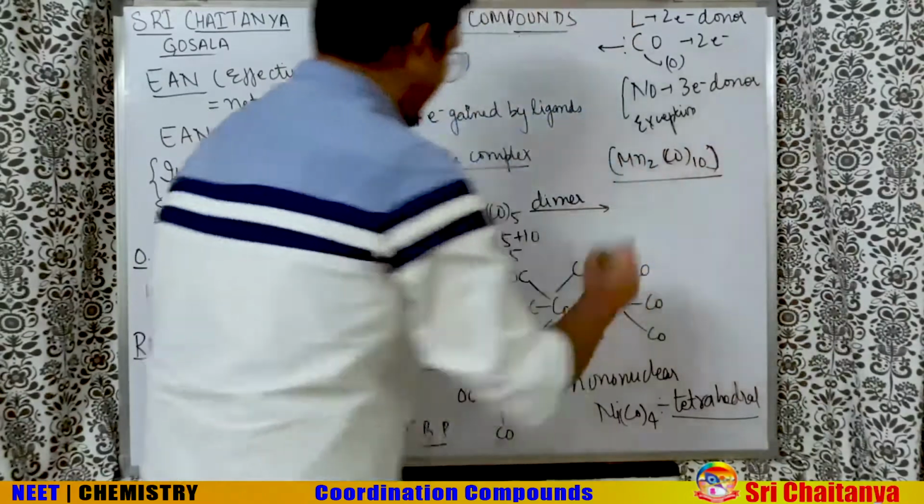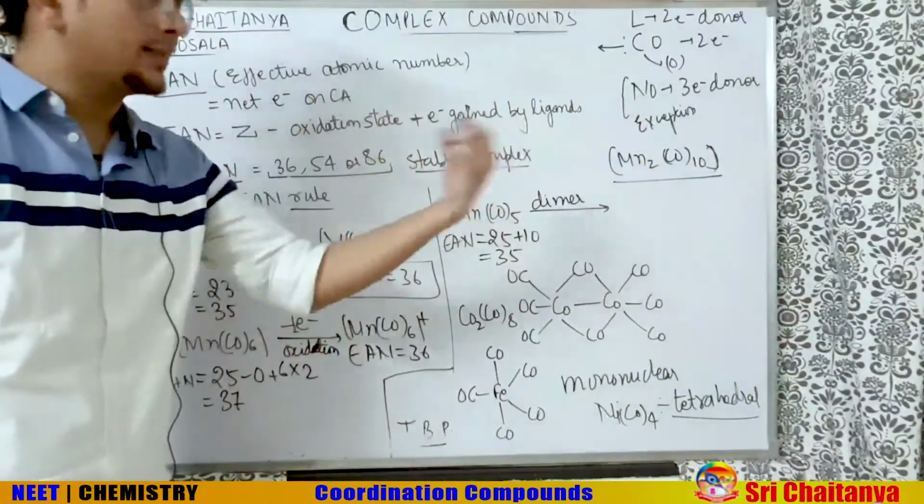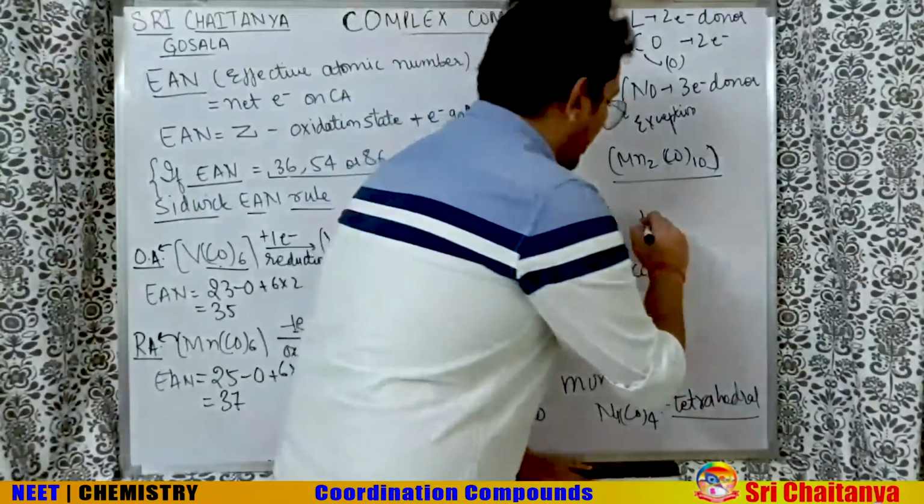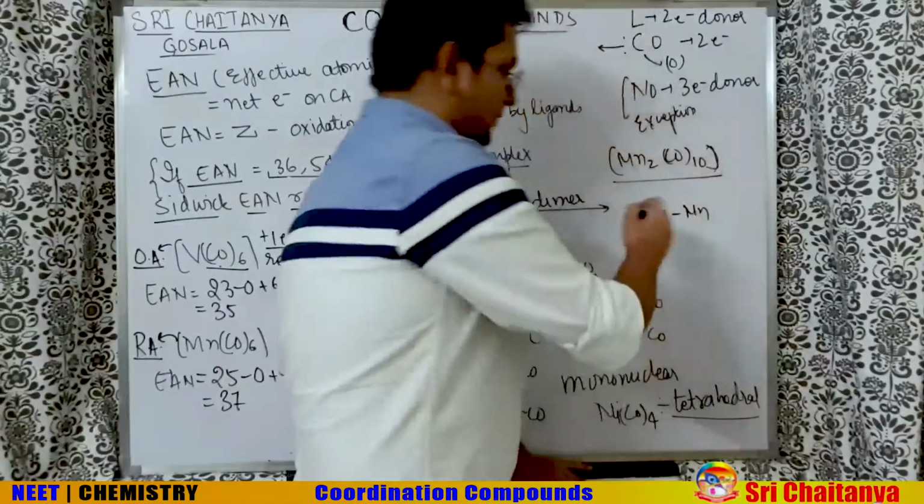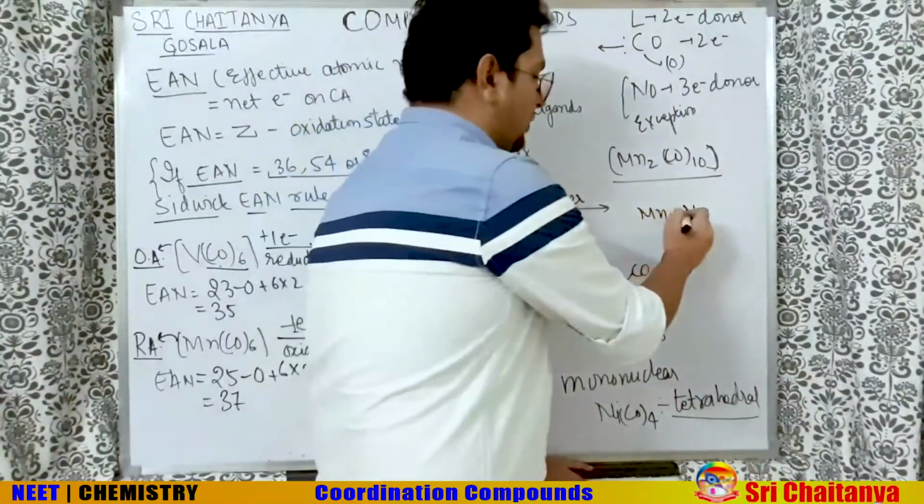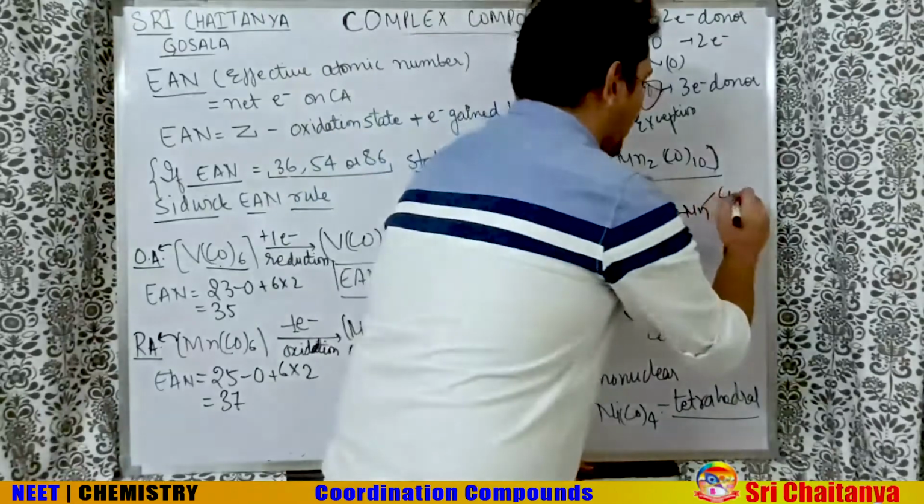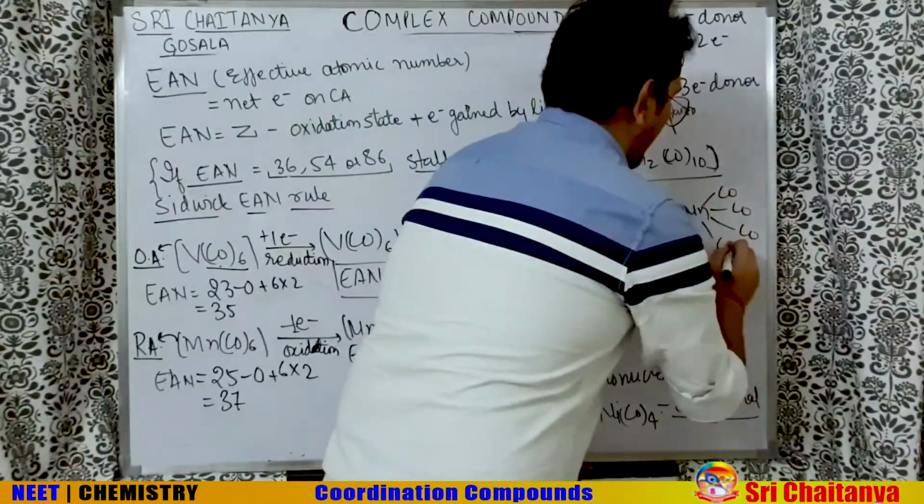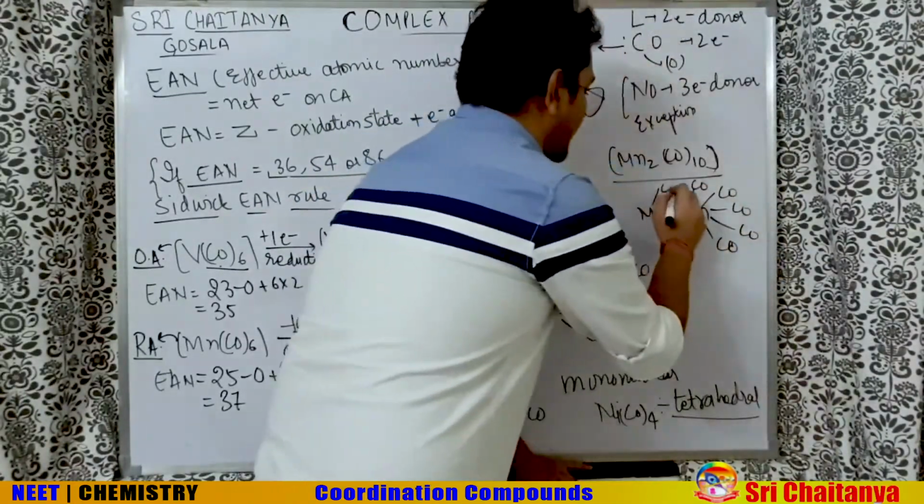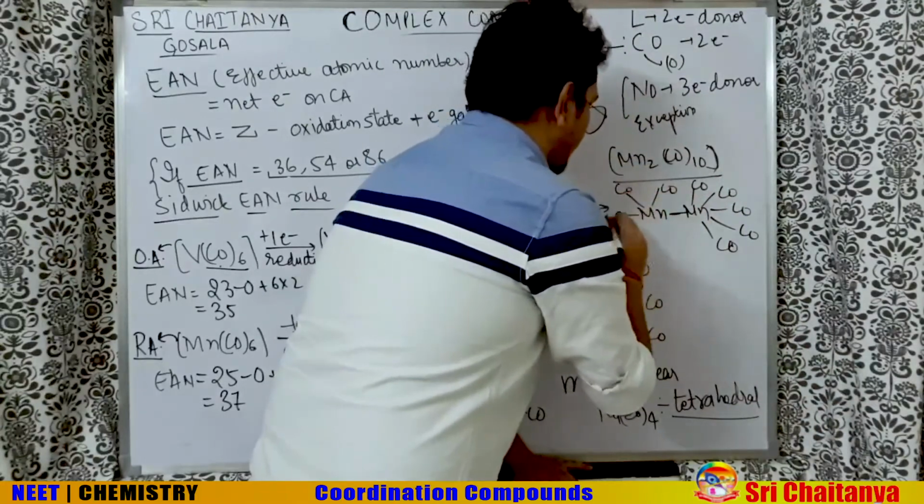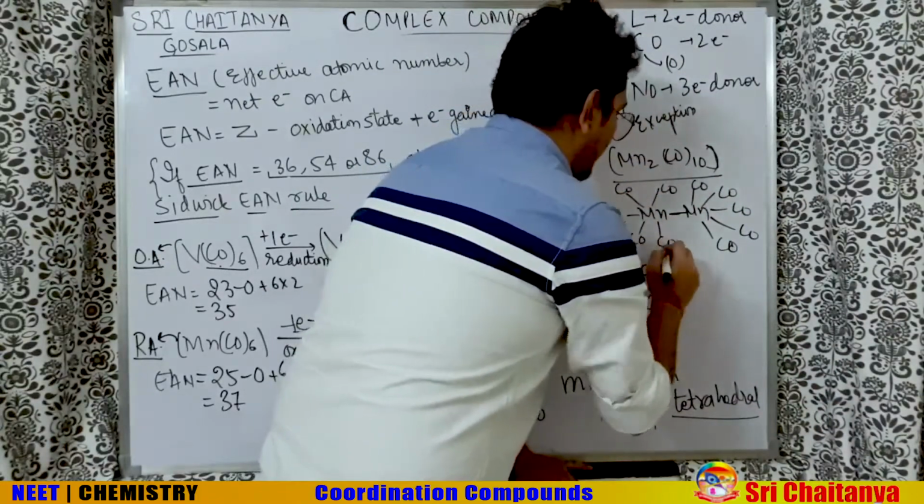I think this is very, very clear to us. Mn(CO)5 dimerizes to Mn2(CO)10. I'm writing the formula: Mn having a simple sigma bond between them, sharing the electron, and 1, 2, 3, 4, 5 CO on each Mn will come.